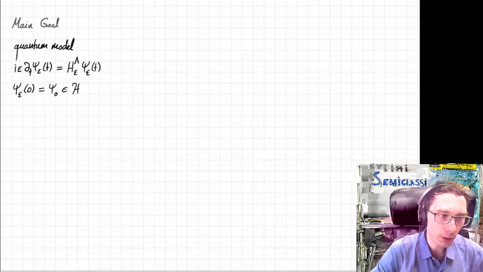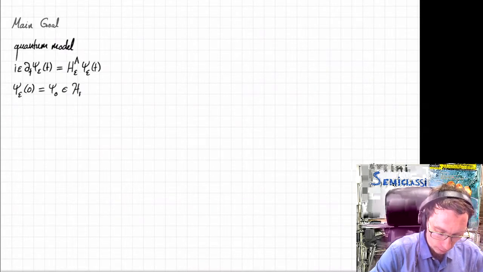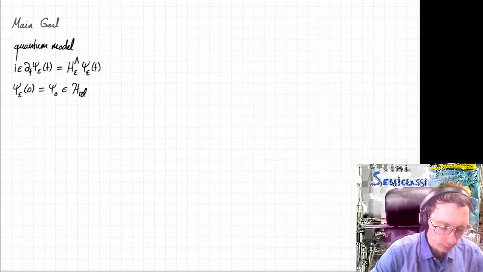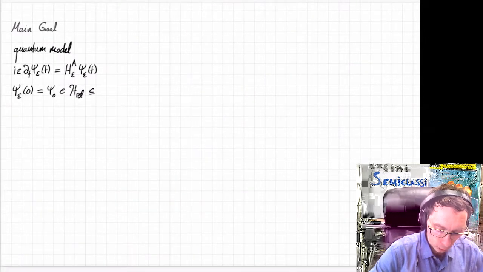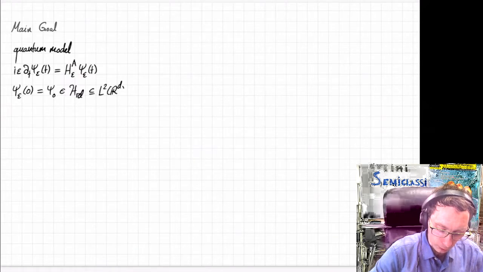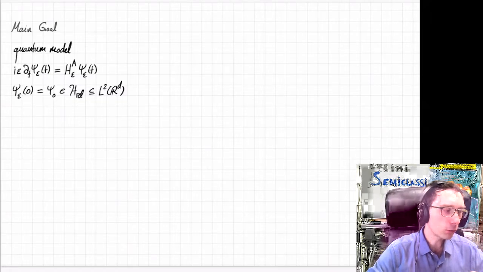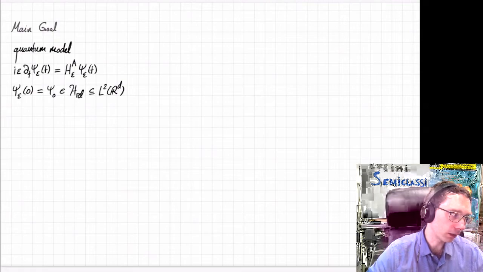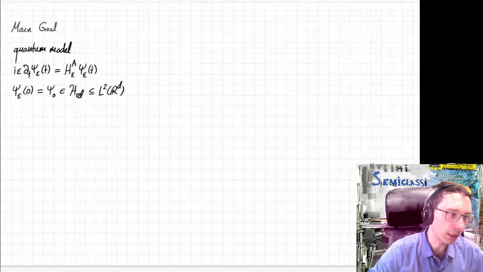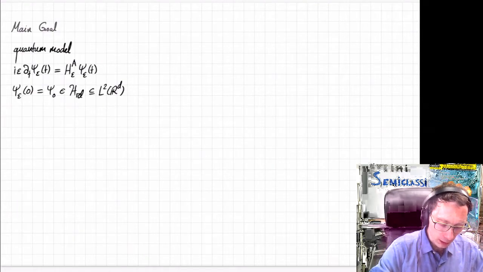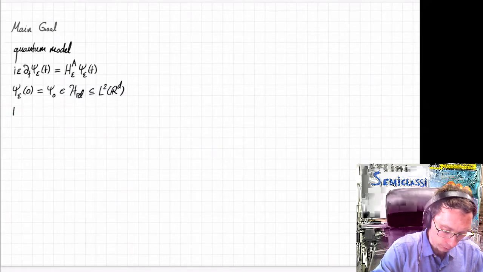This comes from a relevant subspace, which is a subset of L2 of R^d. Of course, you can think of situations where you include spin and the like, and then the Hilbert space will be slightly different, but that is not an important point here.